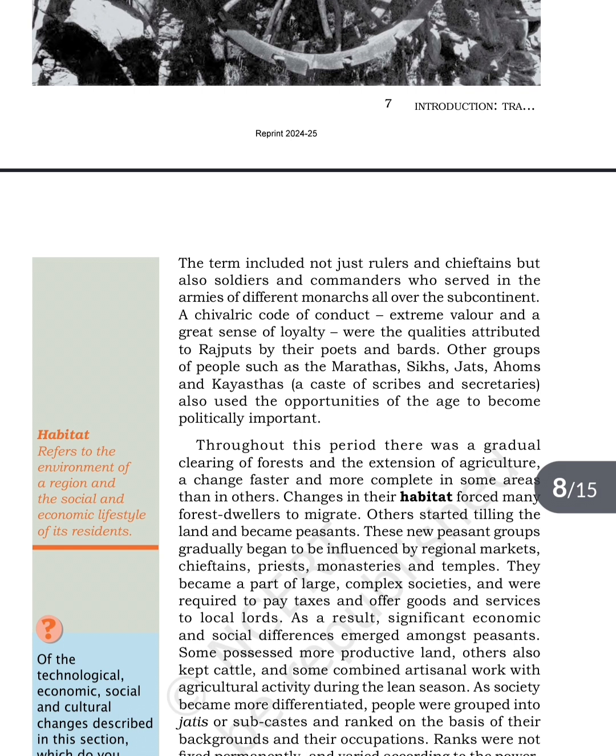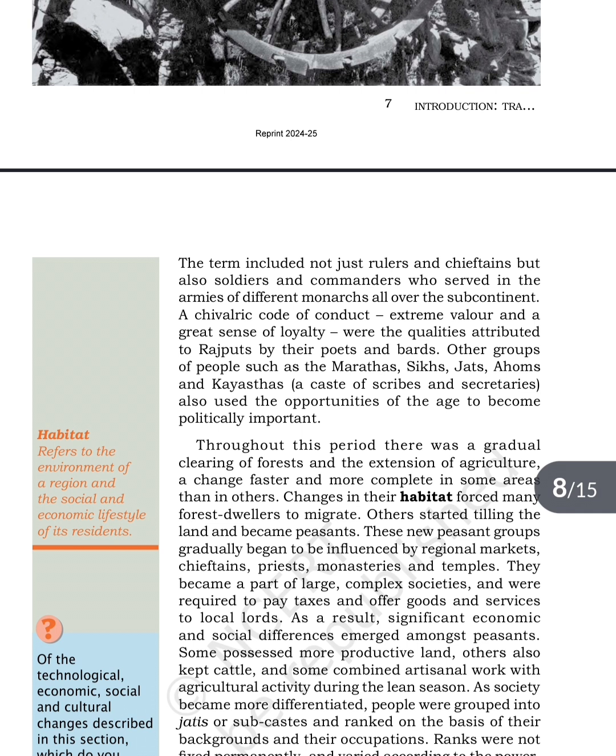Changes in their habitat forced many forest dwellers to migrate. Others started tilling the land and became peasants. These new peasant groups gradually began to be influenced by regional markets, chieftains, priests, monasteries, and temples. They became a part of large, complex societies and were required to pay taxes and offer goods and services to local lords. As a result, significant economic and social differences emerged among peasants.